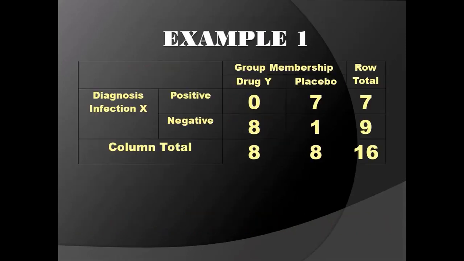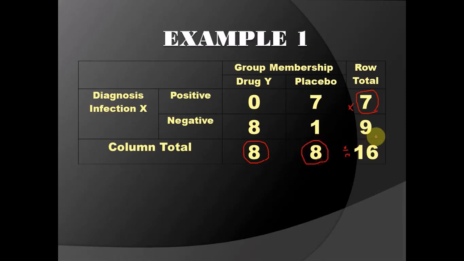Example 1. The outcomes of administering drug Y compared to a placebo on 16 rats, all previously diagnosed with infection X before the study, and randomly assigned to either experimental or placebo groups, resulted in the following 2x2 contingency table at the end of the study. To calculate the expected values for each cell, I multiply the marginal total of the first column by the marginal total of the first row and then divide the resulting value by n, and then repeat the same calculations for the second column and the second row.